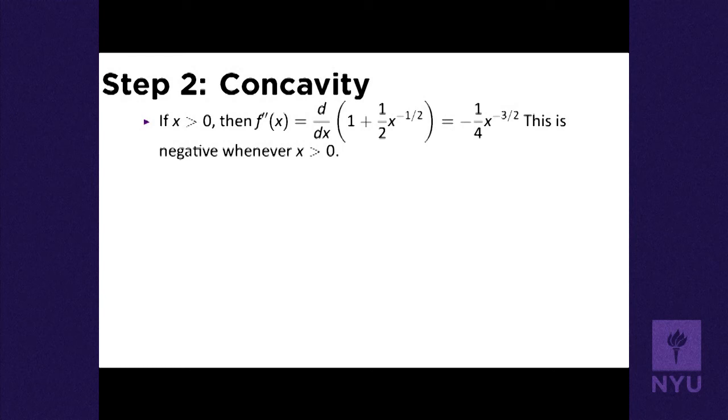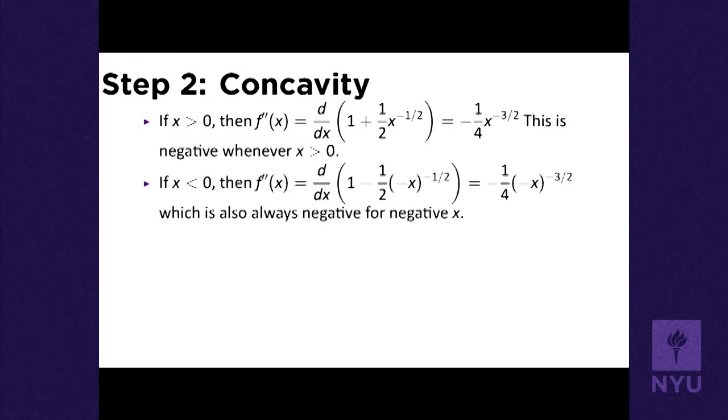Now, if x is negative, we have a different formula for f prime, so we'll have a different thing to differentiate to get f double prime. f single prime was 1 minus 1/2 minus x to the minus 1/2. We take its derivative, and again we get minus 1/4 minus x to the minus 3/2.